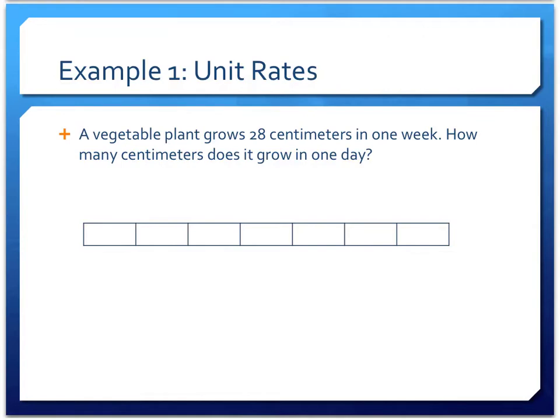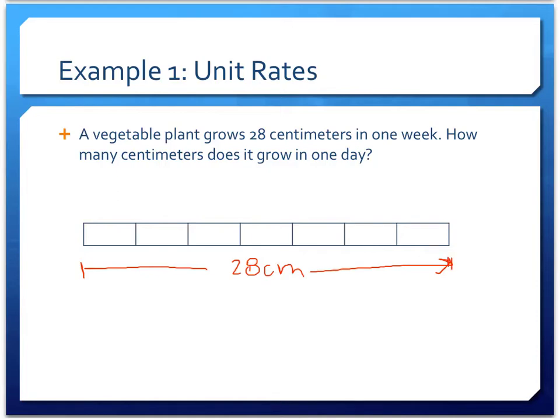So what we need to do is understand obviously how many days there are in a week. So what I've done is I've taken a picture of 7 small rectangles, and those rectangles represent a day in a week. So if we can first model that we know the whole length of the diagram is going to represent the 28 centimeters that the plant grew. So that's what we're going to talk about there.